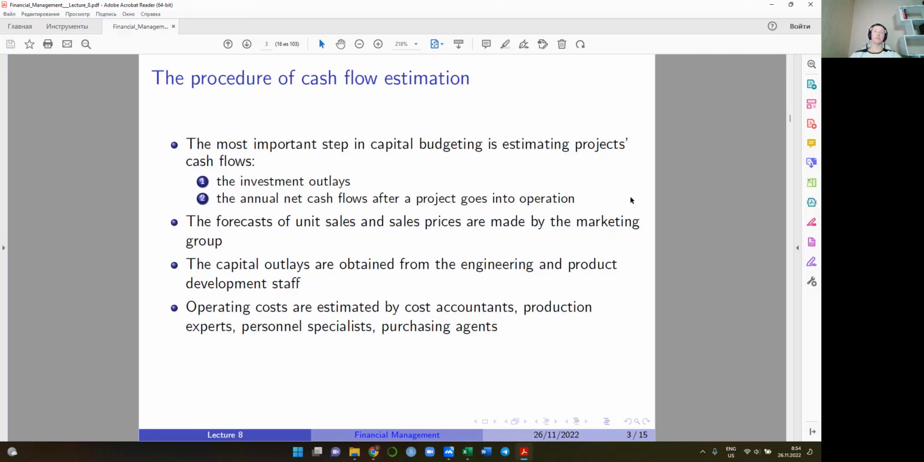So you see that in the procedure of cash flow estimation, many different groups and many different departments are involved. So this is not a task of a financial manager. This is a task of a large team. And we need to be realistic that forecasts are usually imprecise and they would be different from the future cash flows. So what you forecast and what is going to happen in reality might be different.